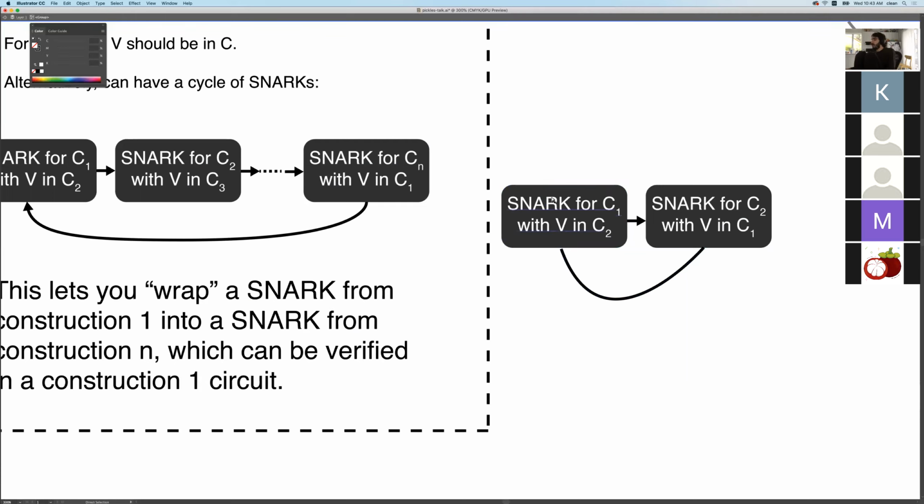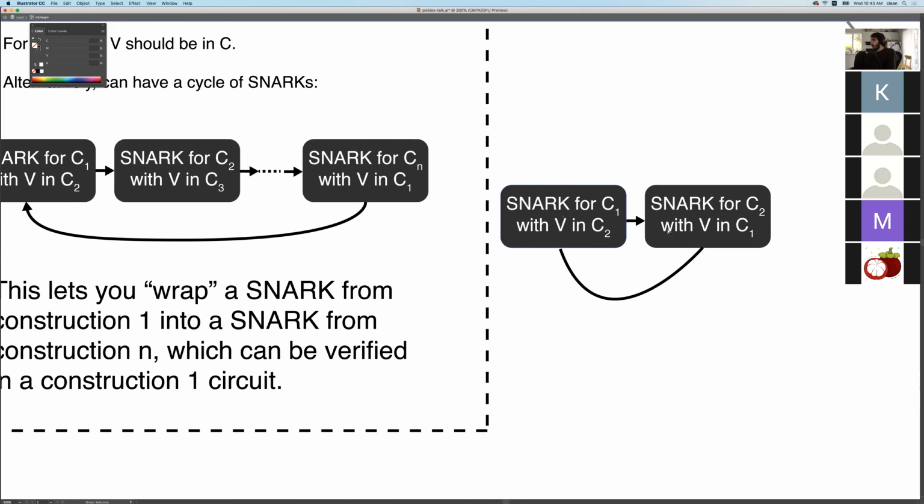The idea is you produce a SNARK with this construction, and then you use the second, but that SNARK is kind of bad because you can't compose it again with this construction because its verifier is not in C1. Okay, so what you have to do is produce a new SNARK, which basically says, I ran the verifier from the first construction and it succeeded. And what that's going to yield is a SNARK from the second construction, which is good because that construction's verifier is in fact in C1.